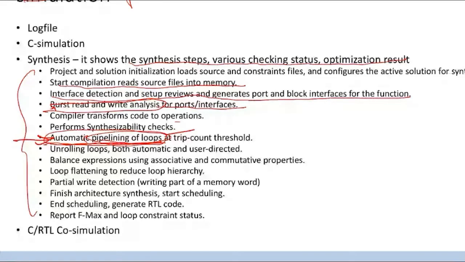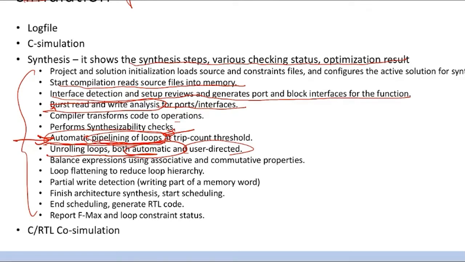And sometimes it does loop unrolling, either automatically or user directed. So when you look at the code and the synthesis report, you find out I didn't use any unrolling. Why, from the timeline, does it seem to have more parallelism than you would expect? Because the tool is so smart that it does automatic unrolling. But sometimes it may use too many resources, and then you really don't want it to do the automatic unrolling.